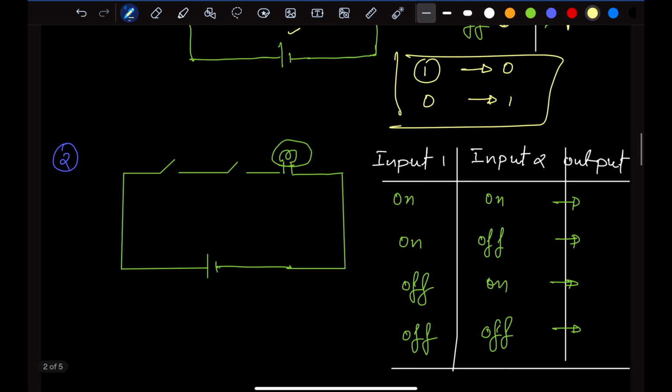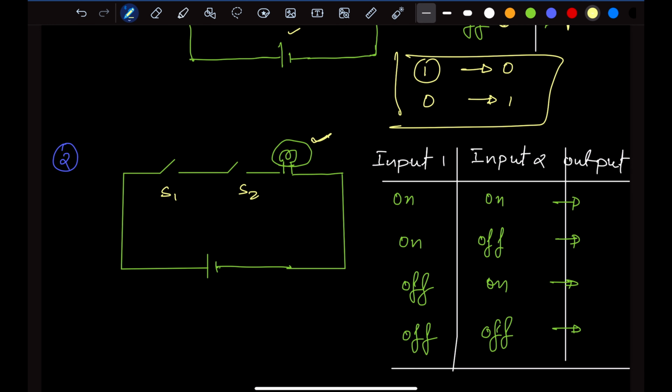Now I have taken another example just to understand what is the input, what is the output. So here I have taken another circuit where there are two switches. Let's call it switch 1 and switch 2, and there is only one output. So there are two inputs, and corresponding to these two inputs there is only one output.